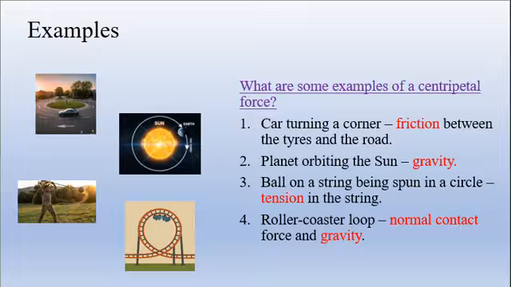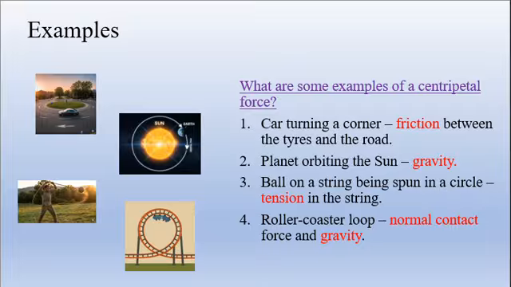When a planet orbits, for example, the Sun, gravity acts as the centripetal force acting towards the center of the circle and keeping the planet in uniform circular motion. When an object is being spun on a string, such as a ball, it is the tension in the string which acts as the centripetal force acting towards the center of the circle, keeping the ball in uniform circular motion.